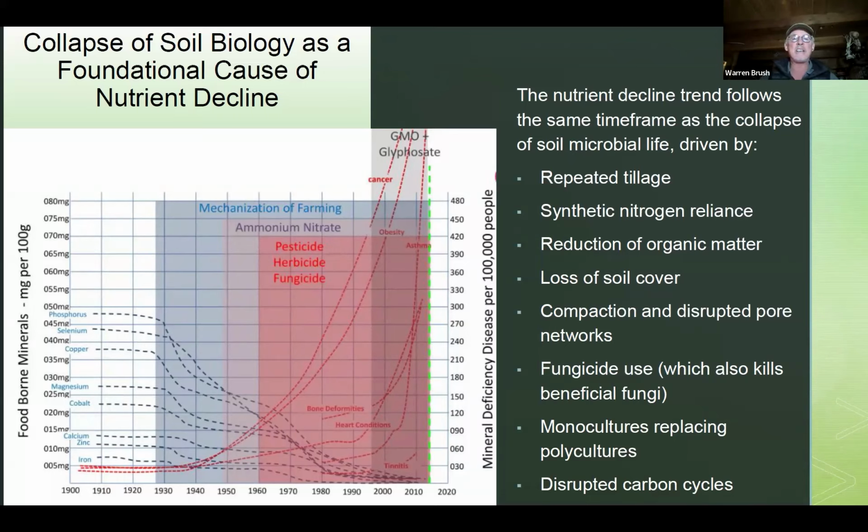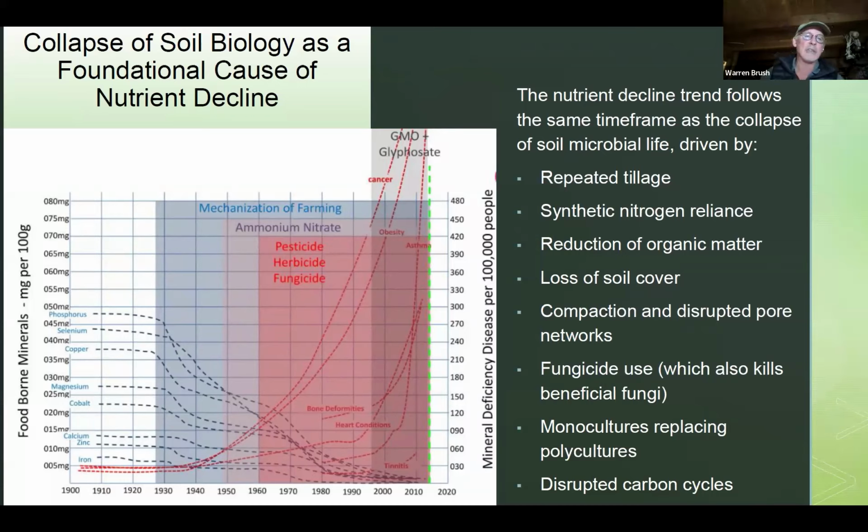So some of the things that we see that cause the soil microbial life to decline is repeated tillage, where we're breaking up the soil aggregate stability of that soil, because so much of the soil biology is needed to actually have good soil structure. We start to see that we're using synthetic nitrogen reliance, reduction of organic matter. In a natural system with a healthy soil biome, we're cycling organic matter naturally, and we'll talk about that quite extensively here in a few minutes.